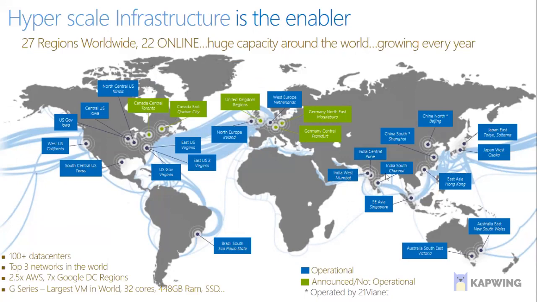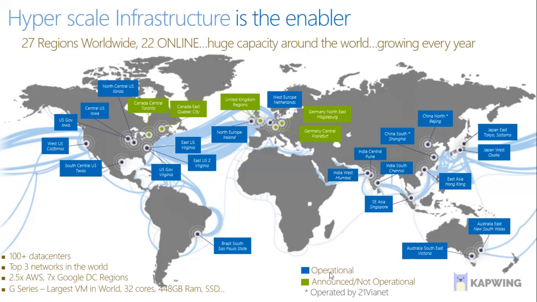So here, the regions are located all over the world. 27 regions are there of Microsoft Azure. More than 100 data centers are there. Top 3 networks in the world, 2.5x AWS and 7x Google, 7 Google data center regions, and the G series, the largest virtual machine in the world, 32 cores and 448 GB RAM SSD.